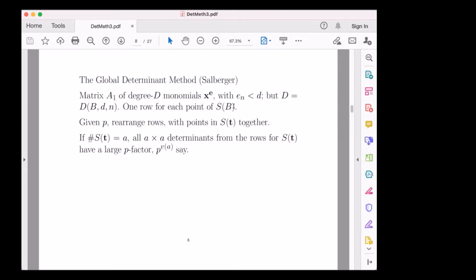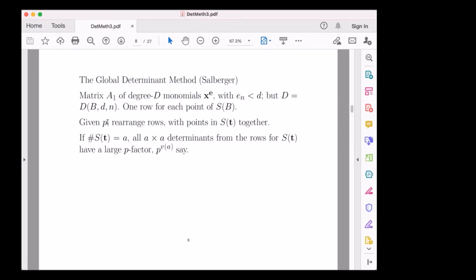Previously, we had one row of the monomial for each point in the set capital S of bold T. We had to split our points up into different congruence classes. But now we're just going to have one row for each point of SB, for each of the points we're trying to count. And we're going to look at the various subdeterminants of A1 and think about how large they are, and in particular, what powers of a prime P will divide the various subdeterminants.